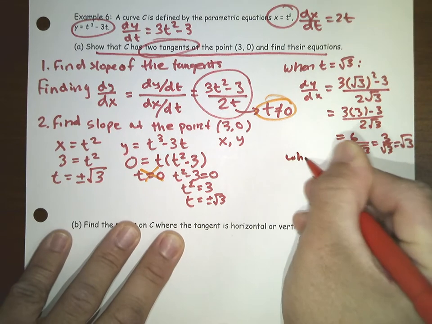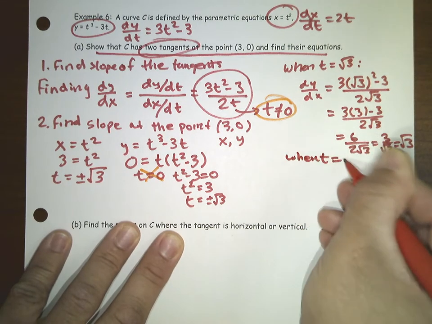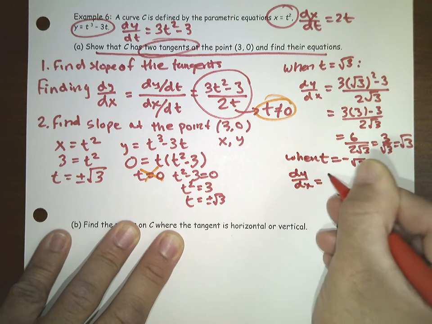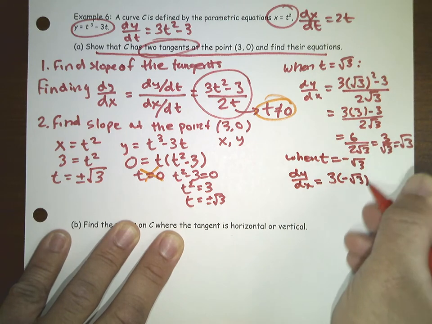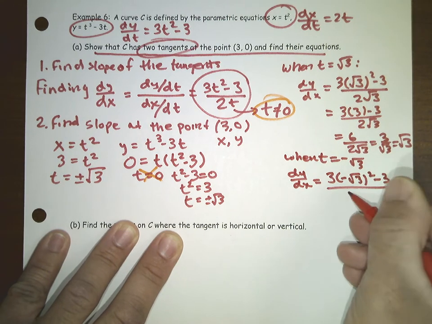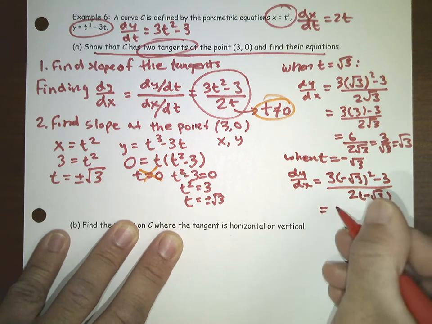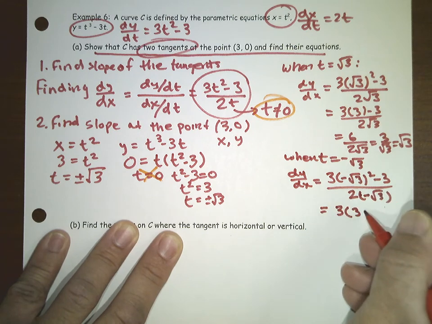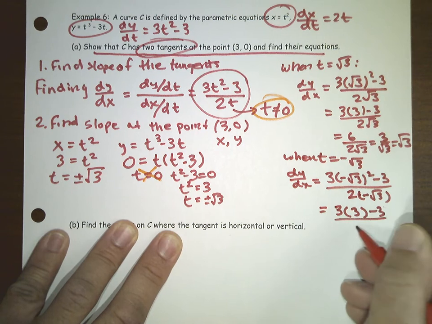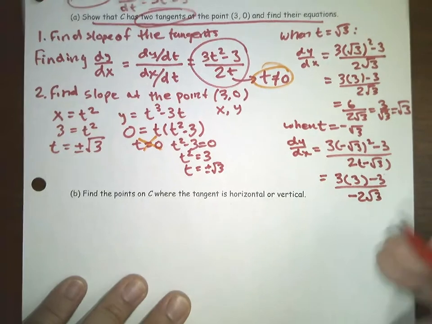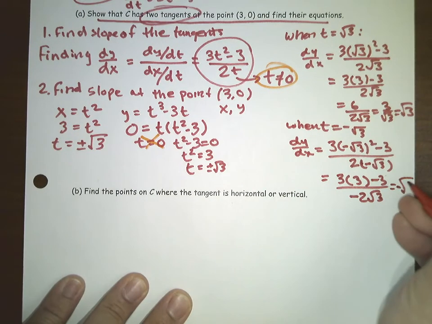And when t is equal to negative square root of 3, dy/dx is 3 times negative square root of 3 squared, minus 3, over 2 times negative square root of 3. So that will be 3 times 3 minus 3 all over negative 2 root 3. If you look at this and do similar calculations, this is negative square root of 3.